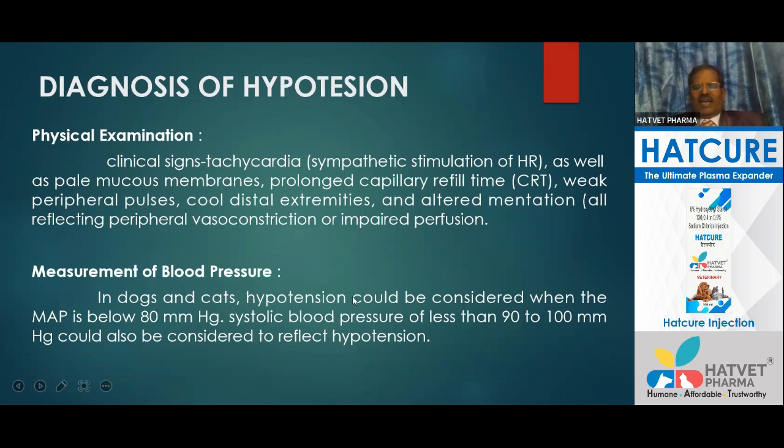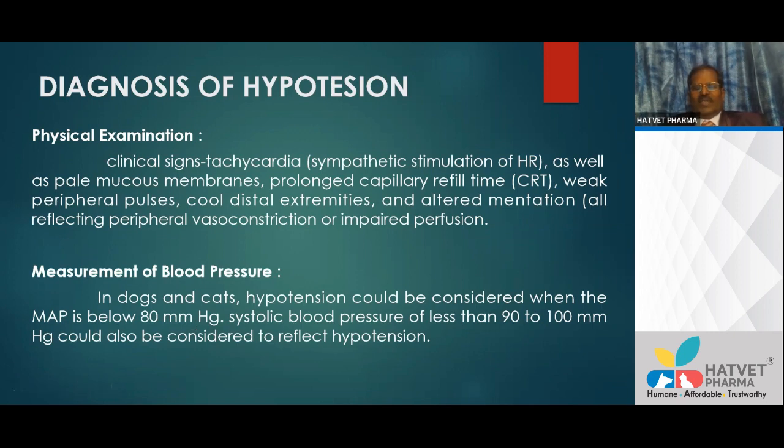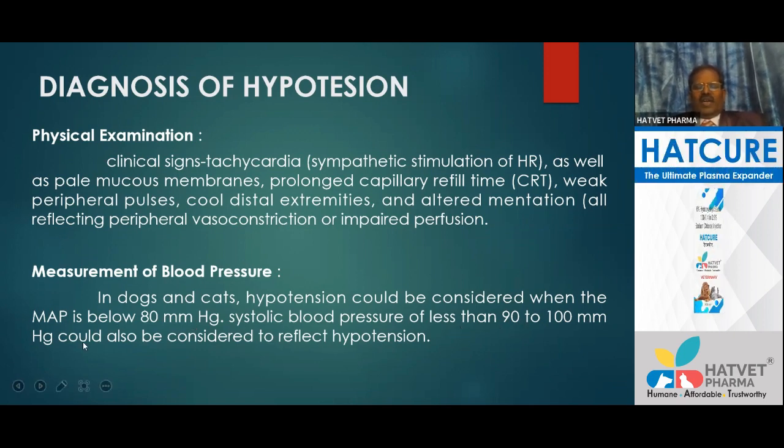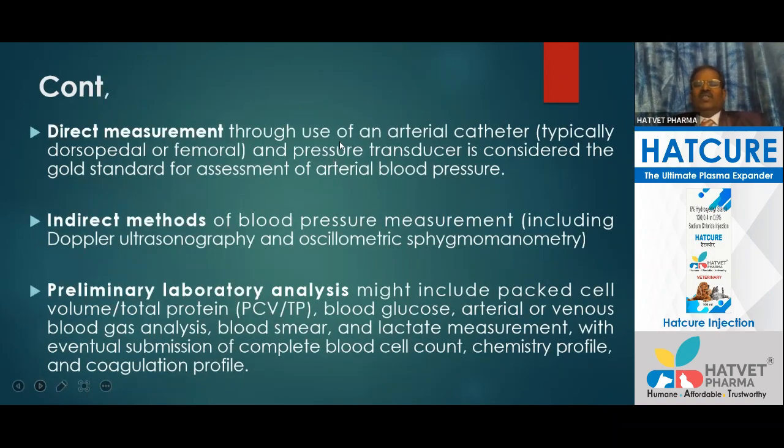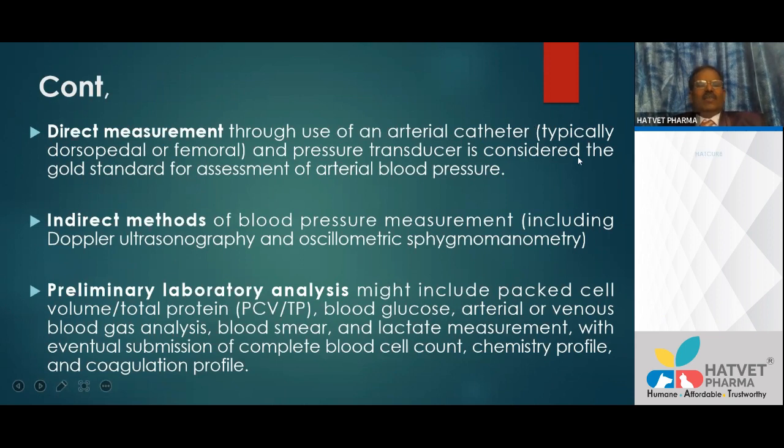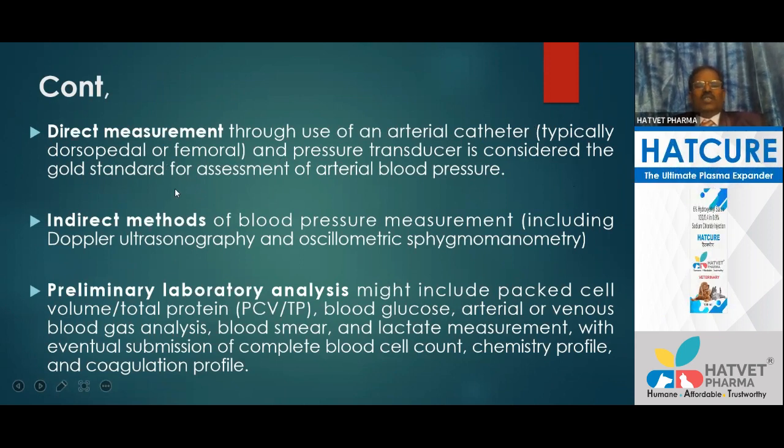Measurement of blood pressure: in dogs and cats, hypotension could be considered when the mean arterial pressure is below 80 mmHg. Systolic blood pressure less than 90 to 100 mmHg also could be considered to reflect hypotension. In direct measurement, the use of an arterial catheter, typically dorsal pedal or femoral, and a pressure transducer is considered the gold standard for assessment of arterial blood pressure.